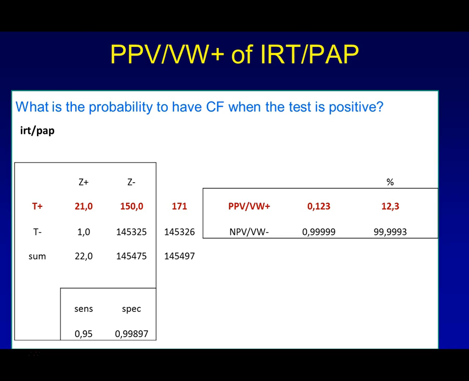If a newborn has a positive test, what is the probability to have CF? As you can see, we have 171 infants with a positive test, but only 21 of them have CF, and this means that the positive predictive value is 21 divided by 171, and this comes to 12.3%.